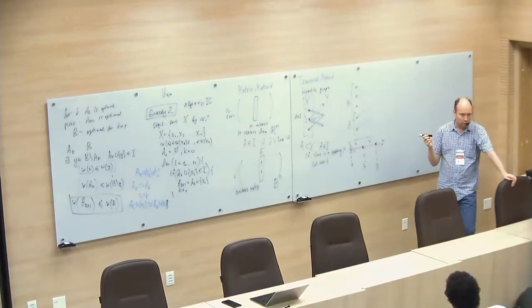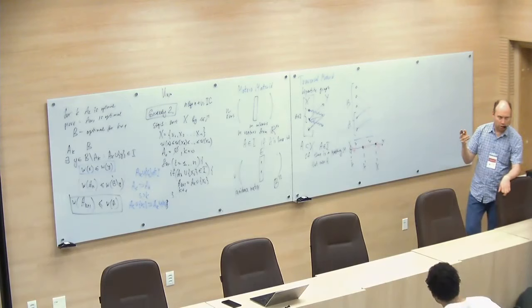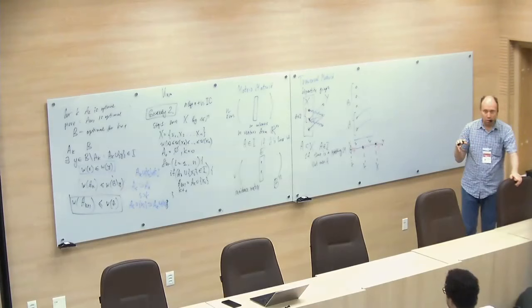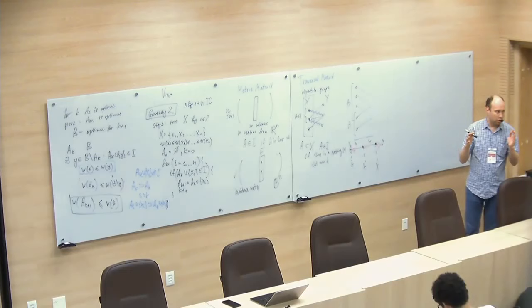The other setting is also reasonable. You have a set of jobs and a set of workers, and for every job, you know its cost, no matter which worker is going to do it. And again, you want to do all jobs with the minimal cost.